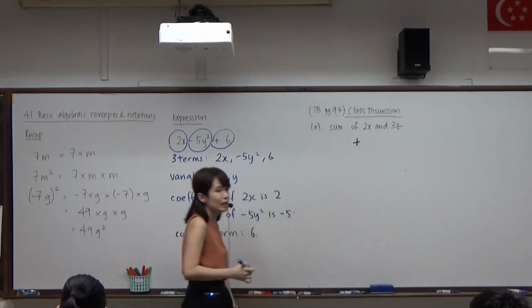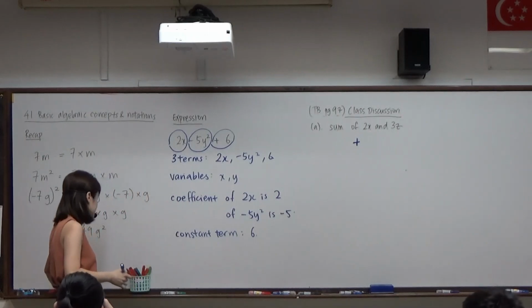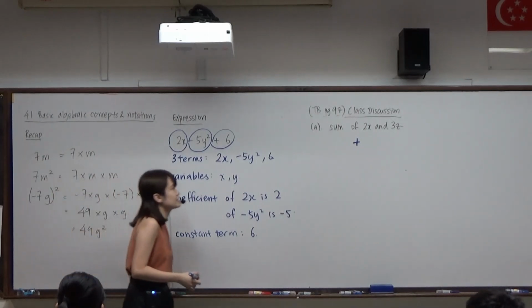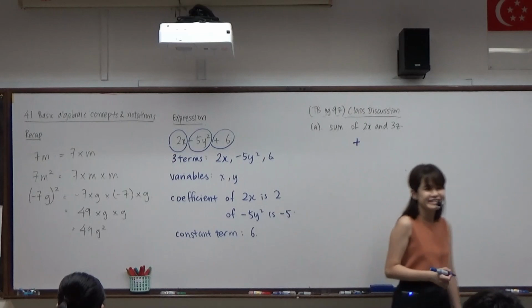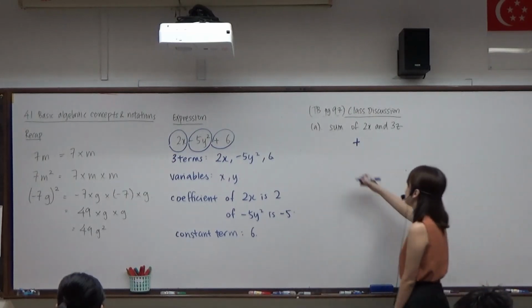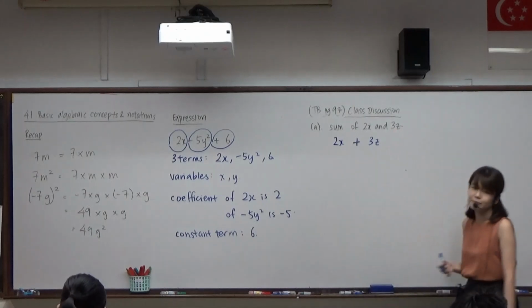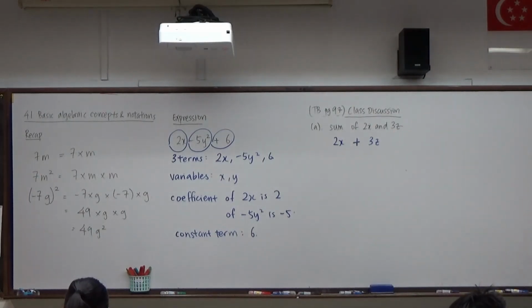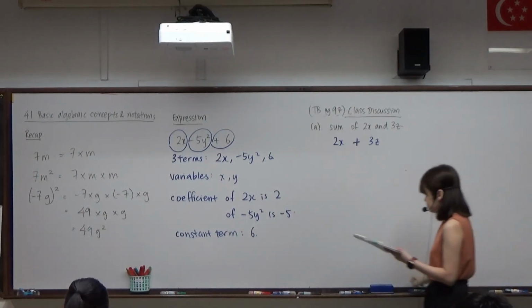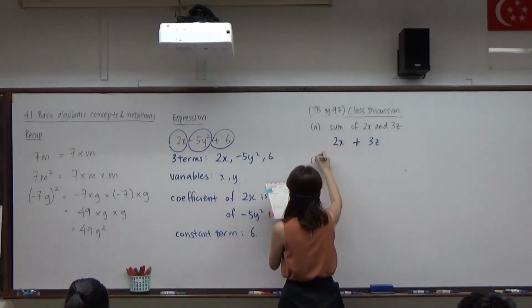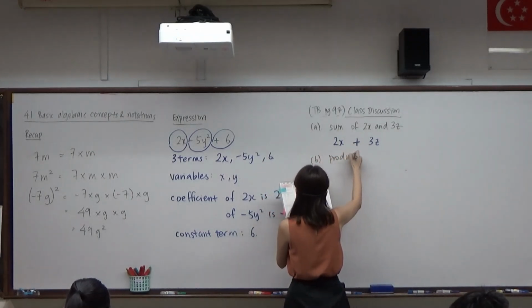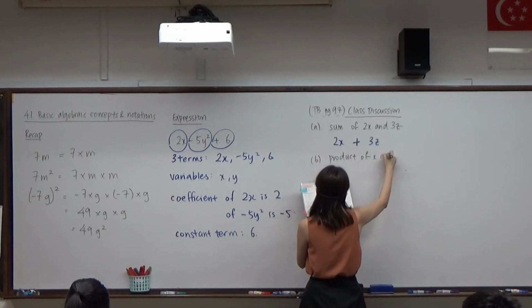Addition of what and what? Zayden, what do you think? Maybe today I don't need my ice cream sticks anymore. 2x and 3z. So this is the algebraic expression that represents the sum of 2x and 3z. Then part B, product of x and 7y.